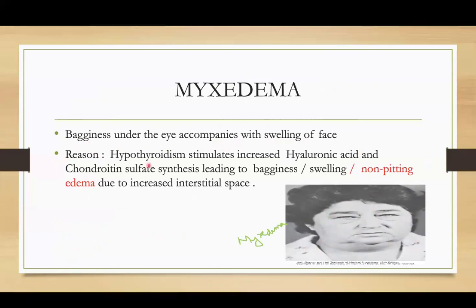The reason for this is hypothyroidism stimulates increased hyaluronic acid and chondroitin sulfates, which are glycosaminoglycans. I'm sure you did this lecture with Dr. Abdul Jabbar. It causes increased hyaluronic acid and chondroitin sulfate synthesis, leading to bagginess, swelling, and non-pitting edema due to increased interstitial space. So this hyaluronic acid and chondroitin is basically going to fill in the interstitial space, it's going to expand, and this is going to cause the swelling and non-pitting edema.